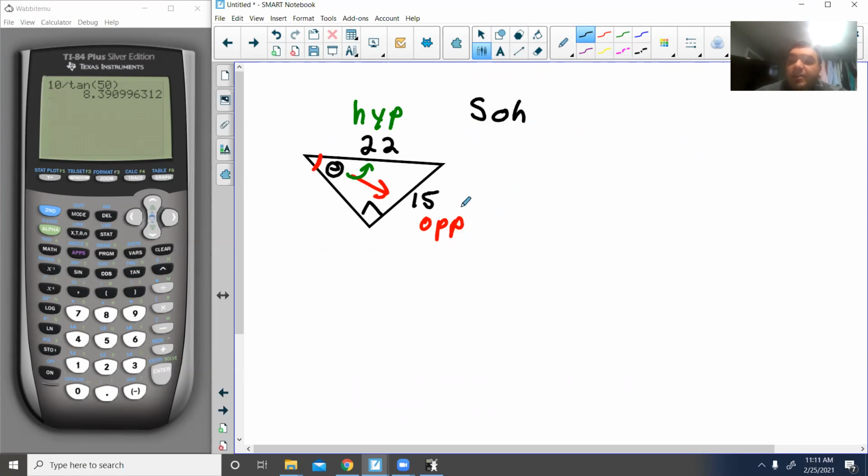Step 2 is identifying what you need. Step 3, plug in what you need. Sine, I don't know what that angle is, so I put sine theta equals opposite, 15, over hypotenuse, 22. Very important. Make sure you put the fraction in correctly. If you put the fraction incorrectly, there's a chance your calculator will say error. If your calculator is saying error, you probably made a mistake. So check your work on that.